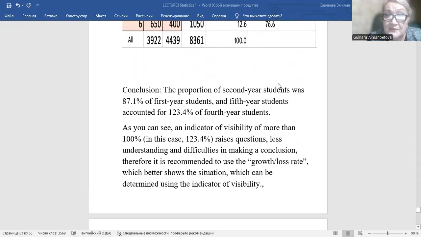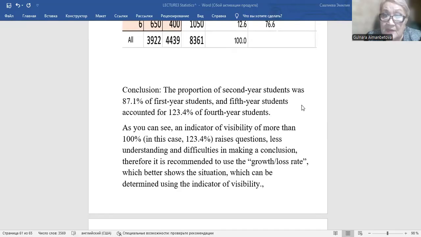Conclusion. The proportion of second year students was 87.1% of the first year students, and fifth year students accounted for 123.4% of fourth year students. As you can see, an indicator of visibility of more than 100%, in this case 123.4%, raises questions, less understanding and difficulties in making a conclusion.